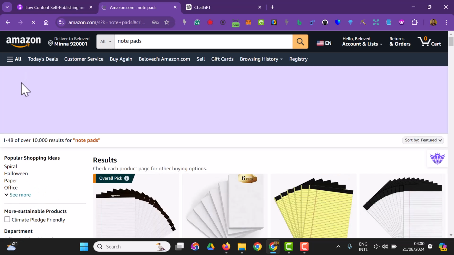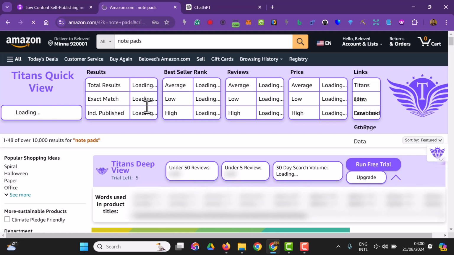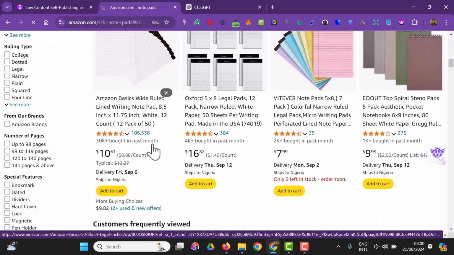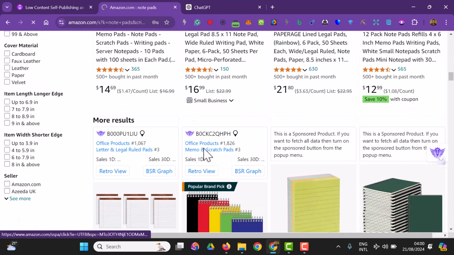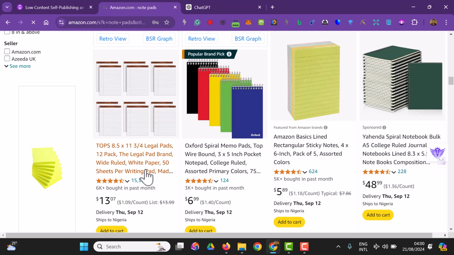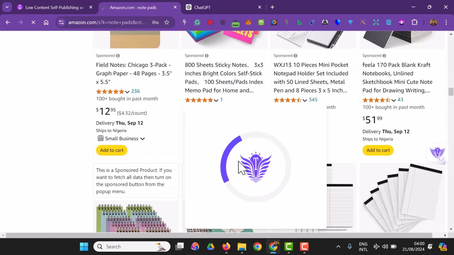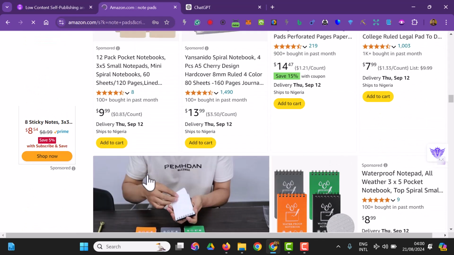So we have 1 to 48, 10,000. This looks okay to me so far. I'm just going to look for the one that resonates with what we want to do. These are different notepads, and we can look at each right now, to see what looks like what we are really doing. What we really did is not looking like a notepad. So we have different types of notepads right here.